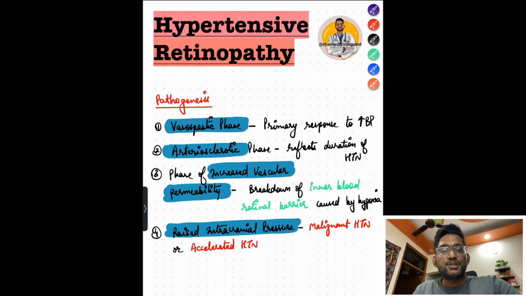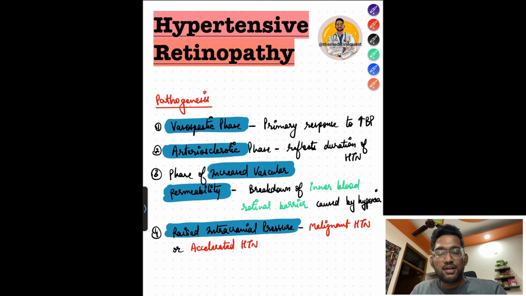So let us start with the topic hypertensive retinopathy. Before we get into the clinical features and gross characteristics of it, let us understand the pathogenesis of this disease. So this first involves the phase of vasospasm. That is, there is the primary response to raised blood pressure and there is vasospasm of the vessels. Then there is the arteriosclerotic phase, which reflects the duration of hypertension and it involves the thickening of the blood vessels. Then there is the phase of increased vascular permeability.